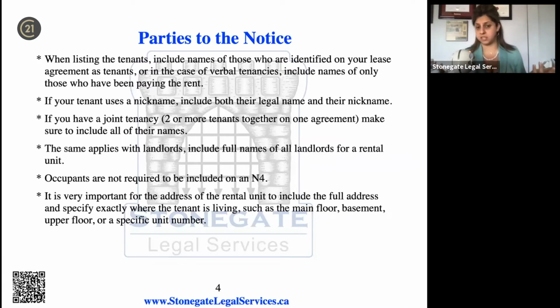And the same applies to the landlord. The full names of the landlords should be included on the N4. If they have nicknames, those should be included on the N4. If they have shortened names, for example, if their name is Antonio and they go by Tony, it should be Antonio Tony. Again, occupants are not required to be included in the N4.